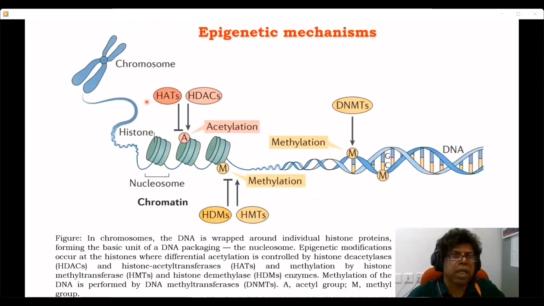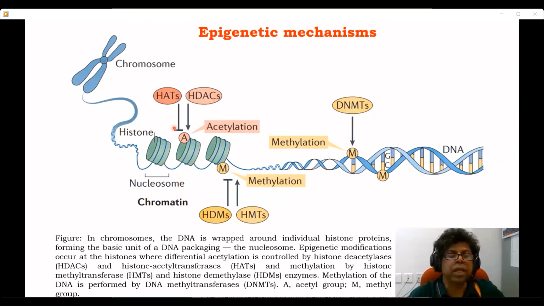So what is the epigenetic mechanism? You have a histone tail which is attached to the chromosomes. There are a lot of epigenetic mechanisms like acetylation, histone deacetylation, methylation, and histone demethylation. These are some of the events that happen in the chromatin.